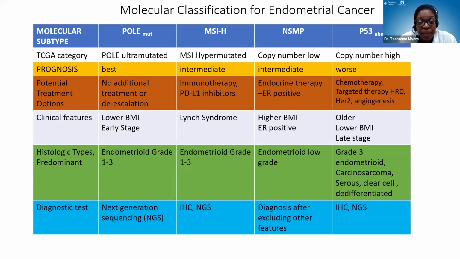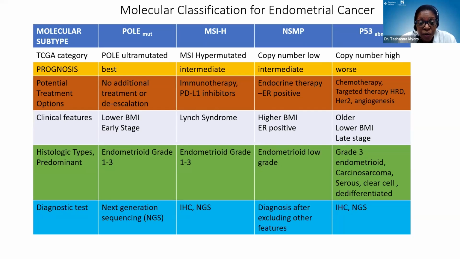Category 2 would be MSI high. These are also called MSI hypermutated. The prognosis is intermediate, and the potential treatment options would be immunotherapy or PD-L1 inhibitors. Clinically, these patients will have Lynch syndrome, which is an inherited syndrome. Histologic subtypes, again, endometrioid histology, predominantly grades 1 through 3. And this can be diagnosed in 2 ways, IHC, immunohistochemistry, or by next generation sequencing.